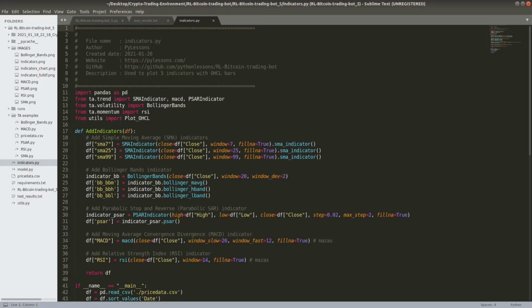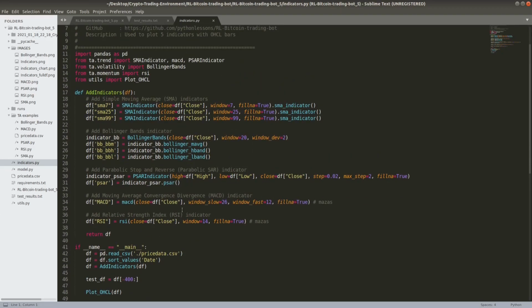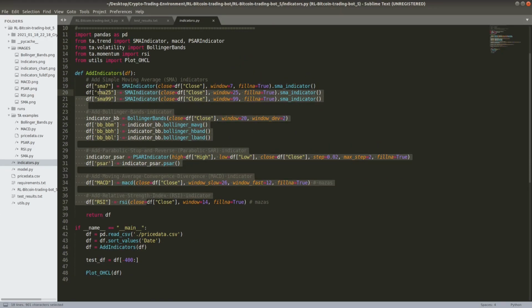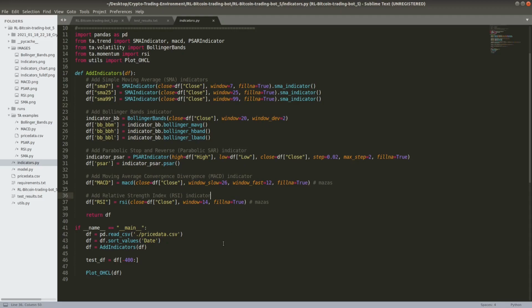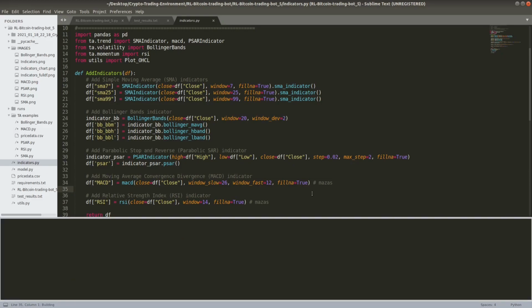So actually, as you can see, I add all of these indicators to my data frame, and here I simply plot it while calling a plot_OHCL function. So actually there's nothing much to explain. I can run this and we'll see what we can receive.